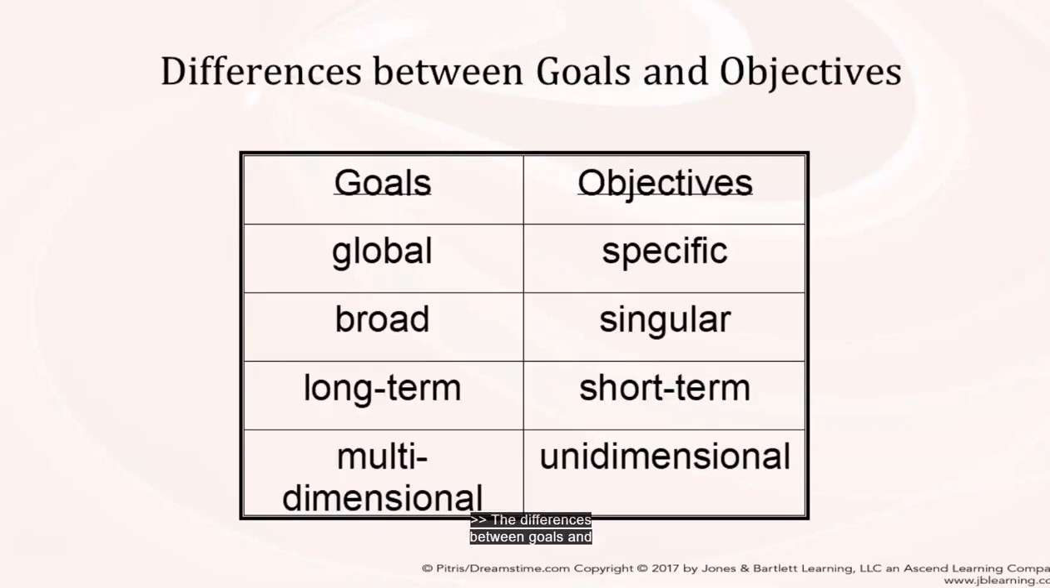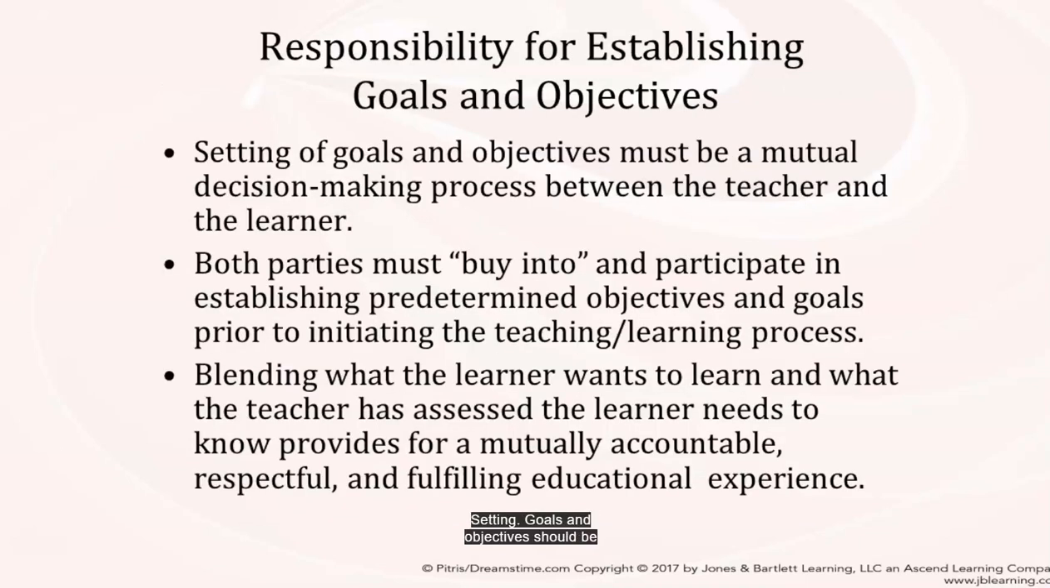The differences between goals and objectives can be seen on this slide, with goals being global, broad, long-term, and multidimensional, and objectives being specific, singular, short-term, and unidimensional. Setting goals and objectives should be mutual between the teacher and the learner, must have a buy-in, and should blend what the learner wants to learn and the teacher wants the learner to know.